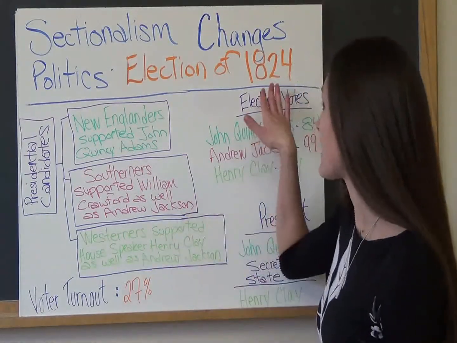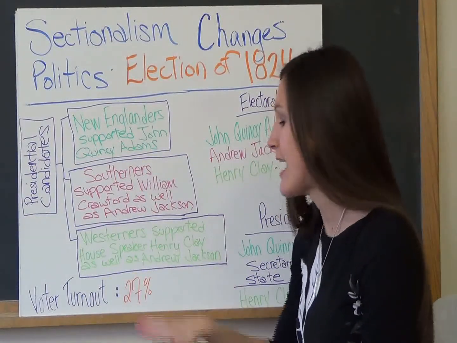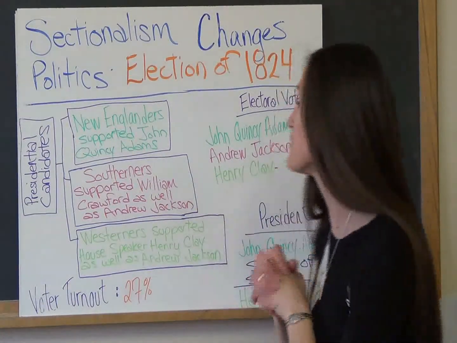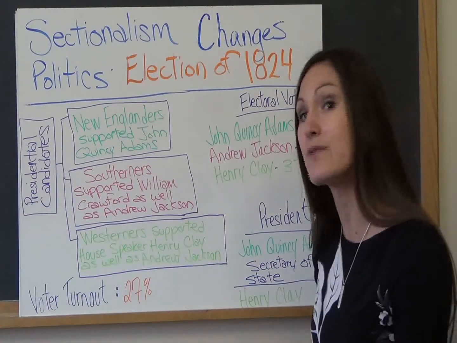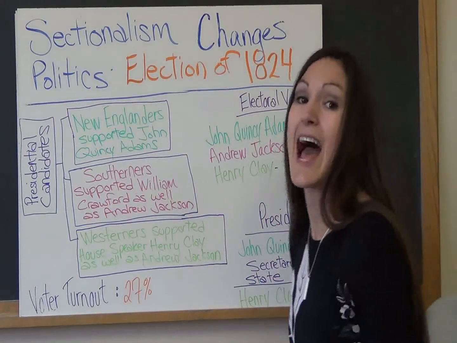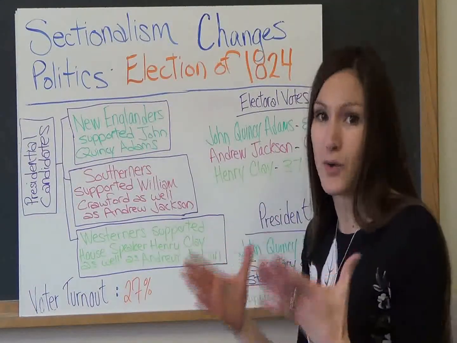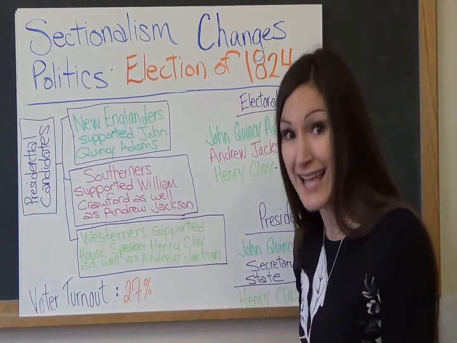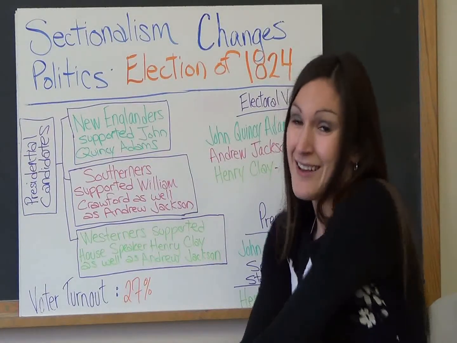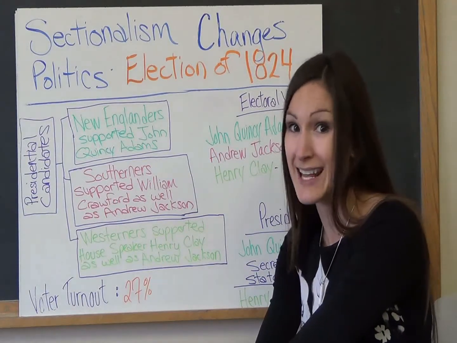Voter turnout in the election of 1824 was 27%. Okay, keep that in mind for next election. With this election, it was 27%. So the outcome, our electoral votes. John Quincy Adams had 84, Andrew Jackson had 99, and Henry Clay 37. Now, since Andrew Jackson did not get a majority of electoral votes, the vote, according to the Constitution, then went to the House of Representatives. Now, remember, Andrew Jackson actually also won the popular vote, but he did not have the majority of electoral votes, so the vote went to the House of Representatives.